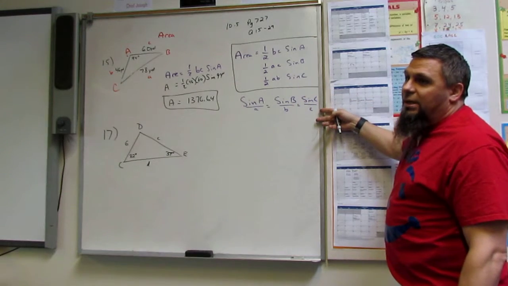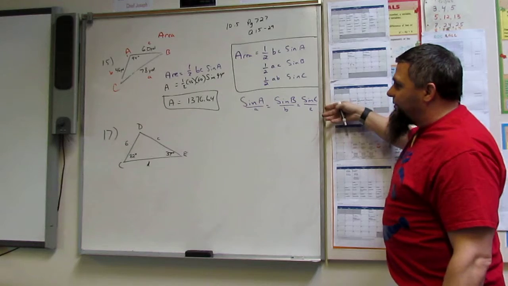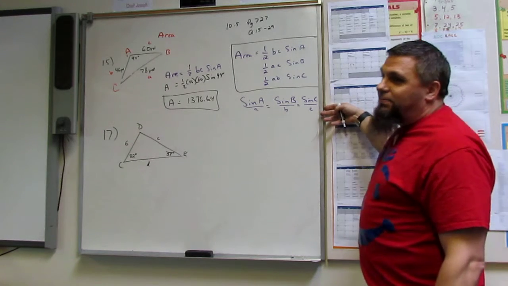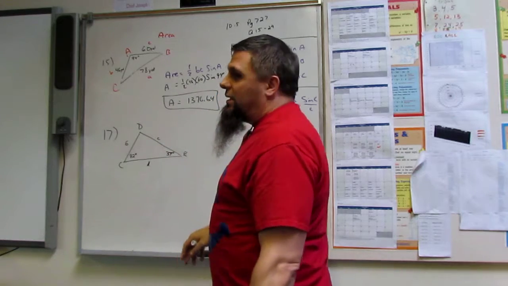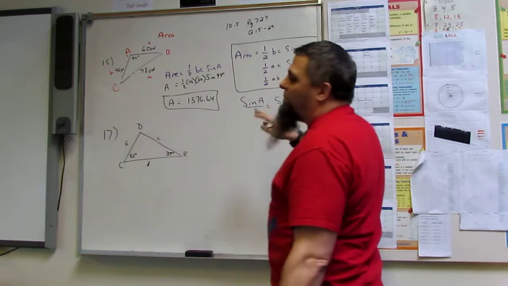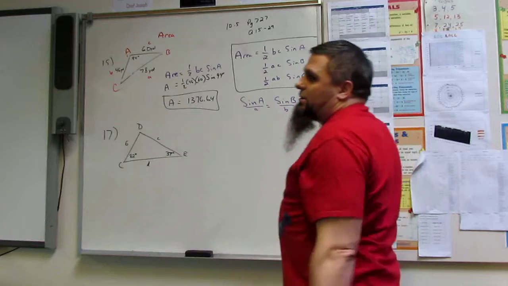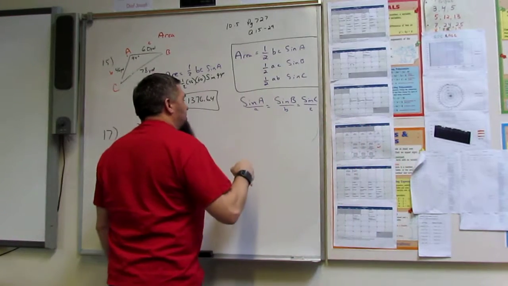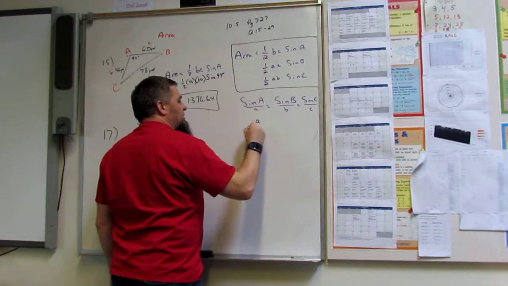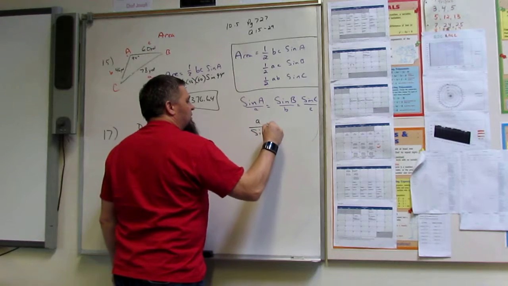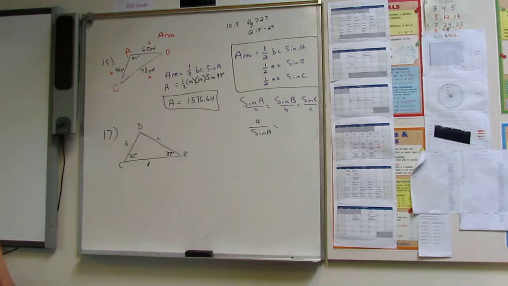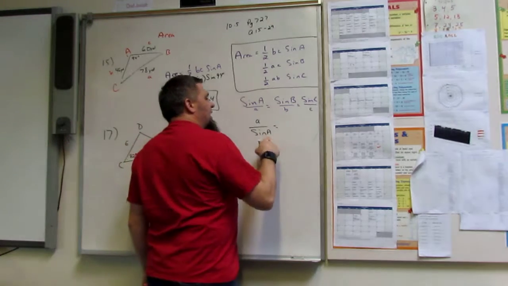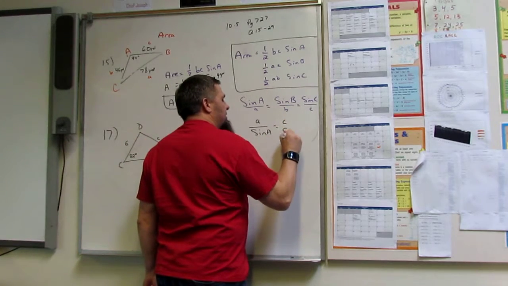These can all be flipped, and you may want to flip these, because if you don't have the sides, then it's nice to have the sides that you don't have on top. It makes math much easier. So this is also little a over sine A, which is equal to little b over sine B, which is equal to little c over sine C. So does that mean little a over sine A is equal to little c over sine C?